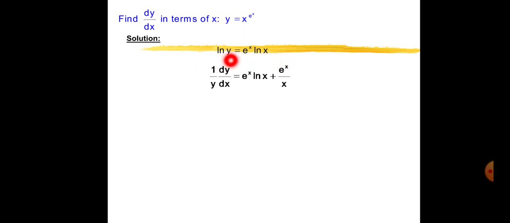Now find the derivative. The derivative of ln y, you can write y prime over y, or 1 over y times y prime, where y prime can be written as dy/dx. We have here a product, so the product rule: the derivative of the first times the second, plus the first times the derivative of the second, the derivative of ln, which is 1 over x. So we have 1 over y dy/dx equals e to the power x ln x plus e to the power x over x.